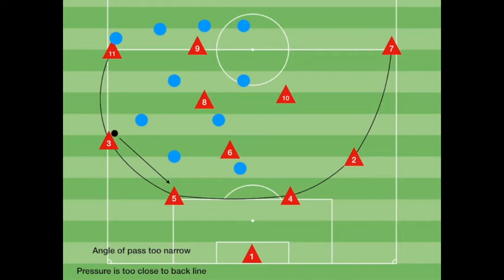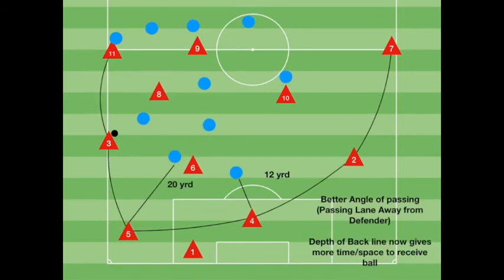The angle of the pass is too narrow, too close to the defender, and the pressure is too close to the back line. If we pass it, they will immediately put on pressure and we are more likely to lose the ball or be forced into a decision that would clear it and therefore lose possession as well.